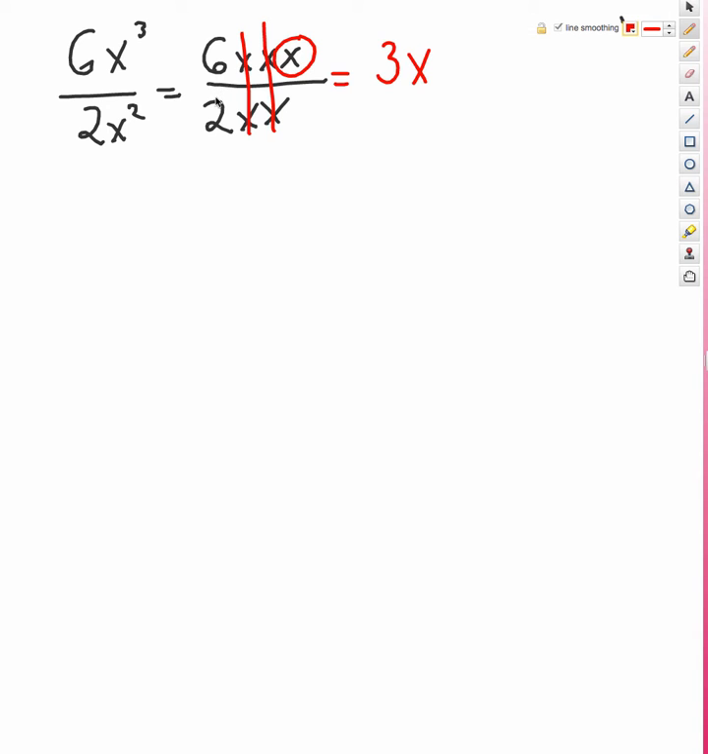As a shortcut, instead of writing these out and canceling, I can take my exponents and subtract them to result in the new exponent. The same thing works if I have multiple variables.